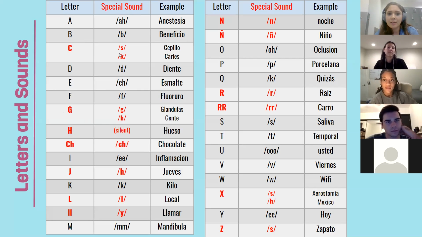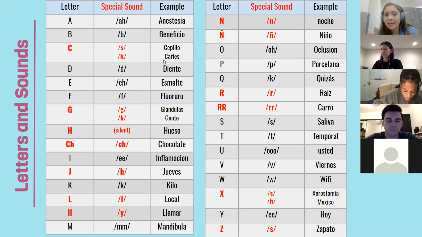Now for C, it sounds like an S or a K, so it just depends. Normally, C sounds like an S when it is right next to an E or an I. In this case, it's cepillo, and cepillo is a toothbrush. We're going to go over a lot of other examples soon. When C is next to anything but E and I, it's going to sound like a K. For example, this is caries, and that's cavities.